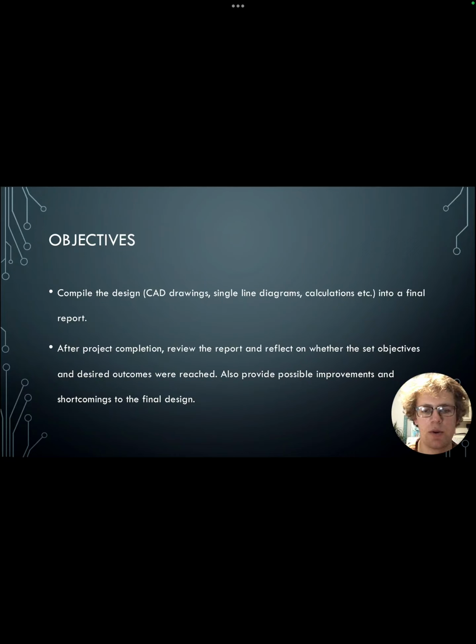Compile the design, CAD drawings, single line diagrams, calculations, etc. into a final report. So all of the components, finally research, design, methodology and user requirements will be compiled into an academic report. After the project completion, review the report and reflect on whether the set objectives and desired outcomes were reached. Also provide possible improvements and shortcomings to the final design. So after the project was designed, in the academic report, all of the outcomes are evaluated and it is established whether the objectives and user requirement specifications were reached.